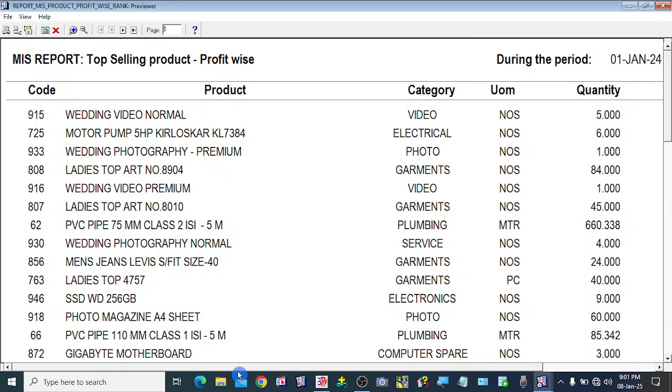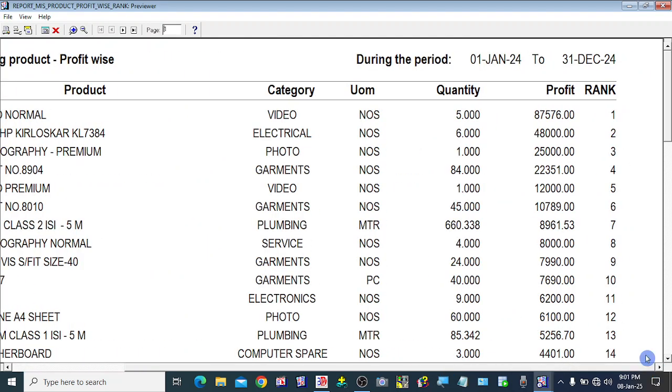The second one is the most profit generated. Second product is motor pump 5 HP Kirloskar. The total quantity we have sold is 6. When we sold 6 numbers of this motor pump, we have generated a profit of 48,000. So this product is the second one rank wise, the top profit generated product during the date range 1st January to 31st December.